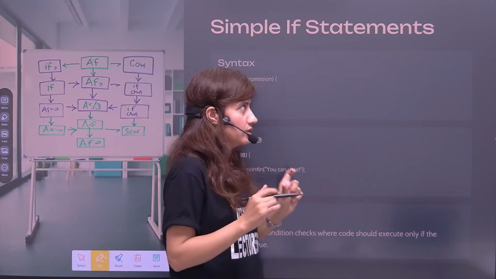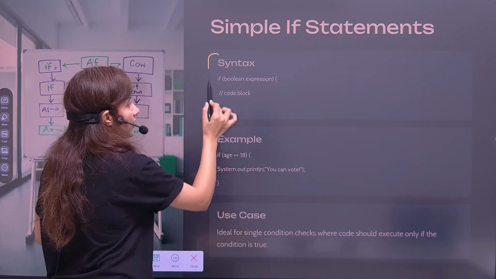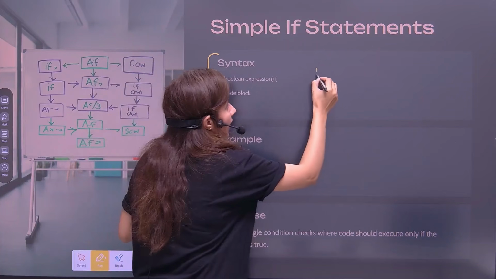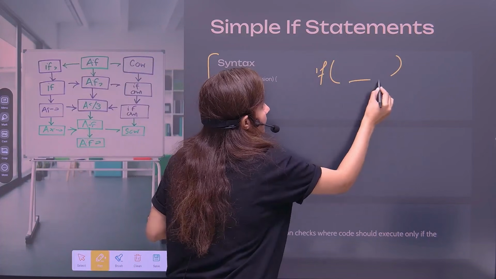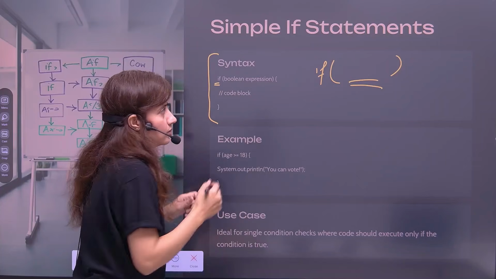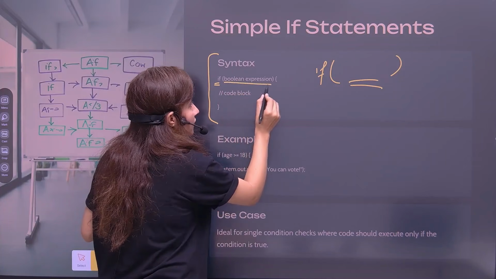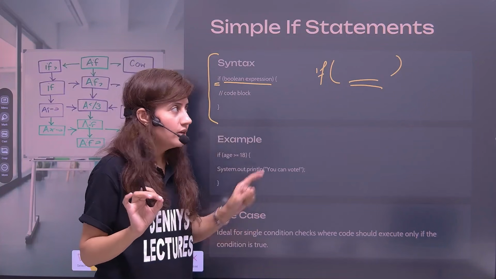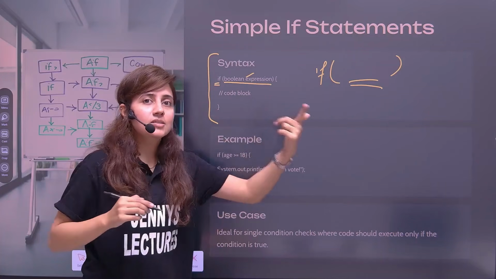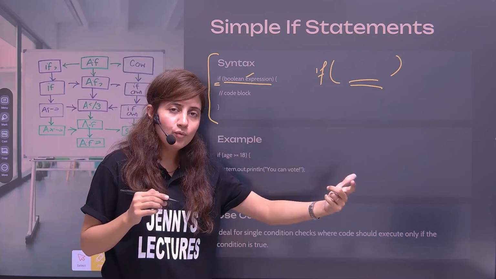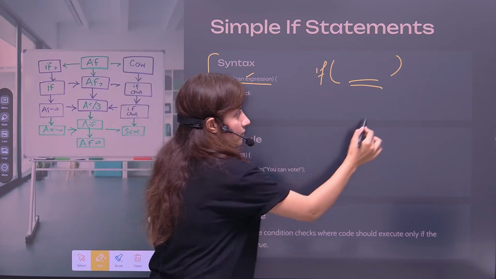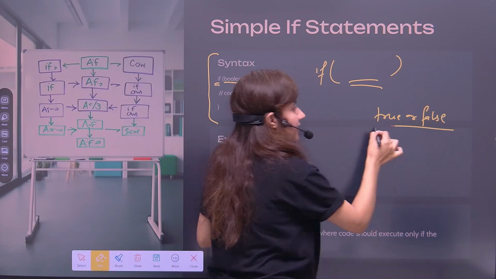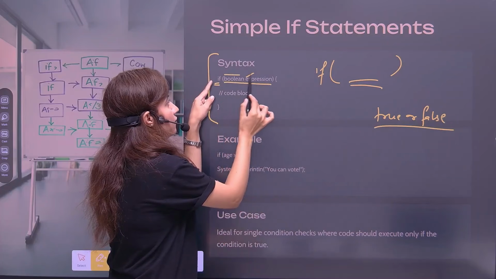If true, the syntax is this. The general syntax of writing if is this. If is a keyword, and in brackets you put some condition, or more specifically, a boolean expression. Now a boolean expression always evaluates to either true or false, and that's exactly what we want within this if.